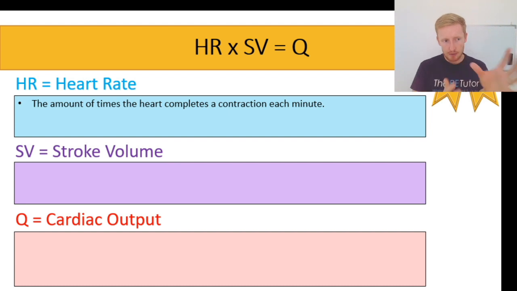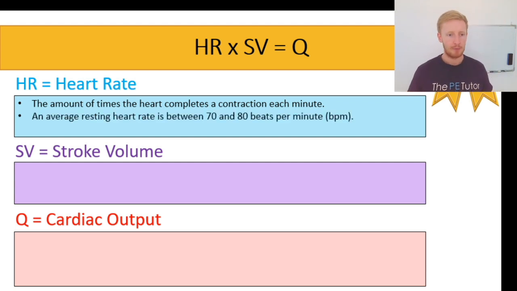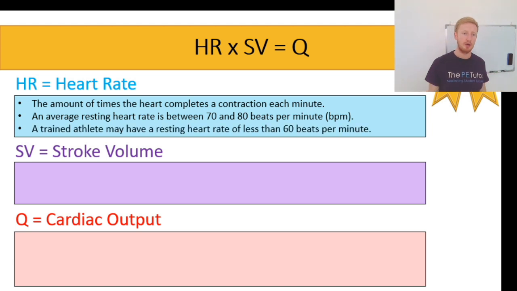So what we can now say is a heart rate is how many times in 60 seconds the heart completes a full cardiac cycle, a full contraction cycle. And we measure it per minute or per 60 seconds. And for an average person at rest, we're talking 70 to 80 beats.